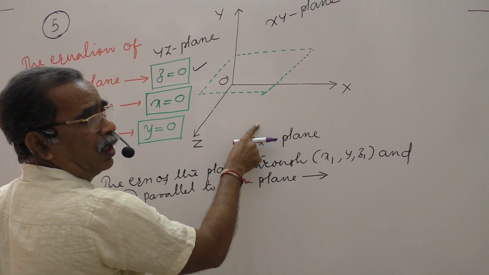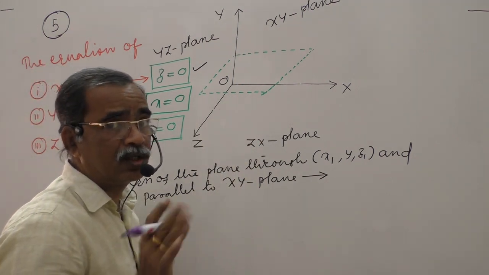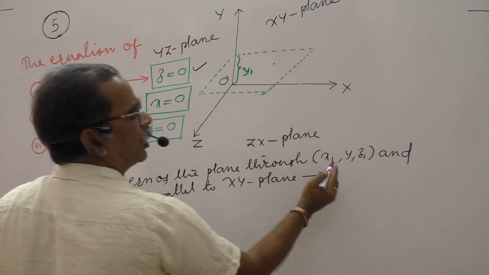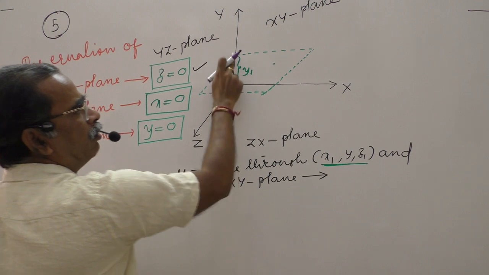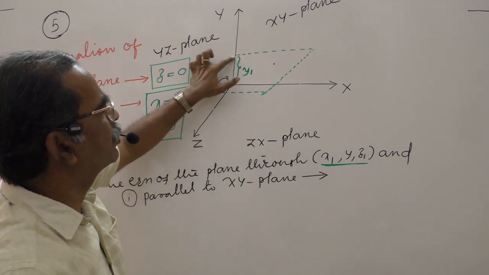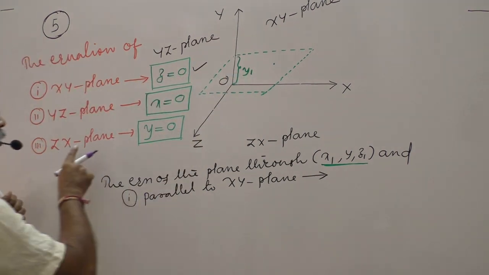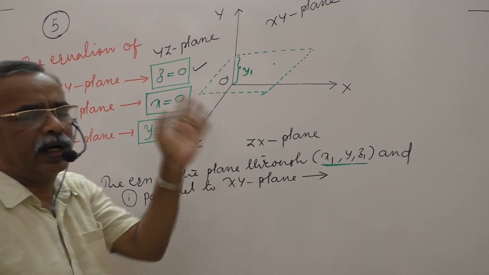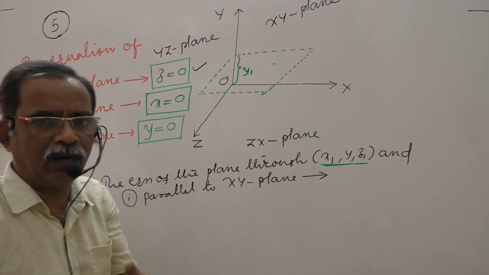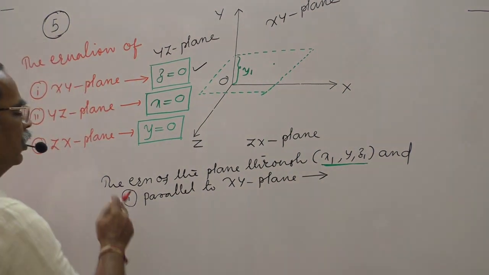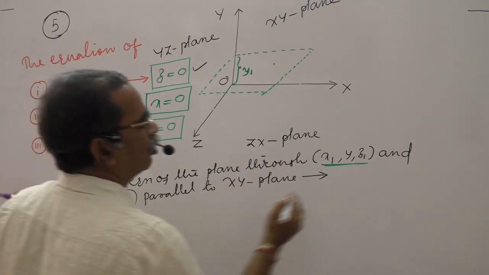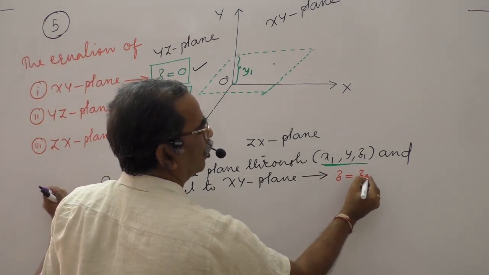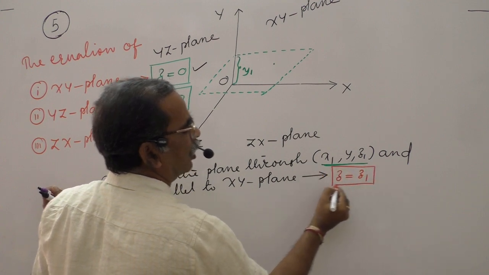But this plane is parallel to this, and their y coordinates are not zero now. They are equal to this distance, which is y1. If it is passing through the point x1, y1, z1, then this distance will be y1. All the points on this plane have the same y coordinate. Likewise, if the equation of the zx plane is y equal to 0, its parallel plane will have y coordinates equal to y1. That is y equal to y1. Similarly, for the plane passing through this point and parallel to the xy plane, whose equation is z equal to 0, it is passing through this point, no? Therefore, its equation will be z equal to z1.